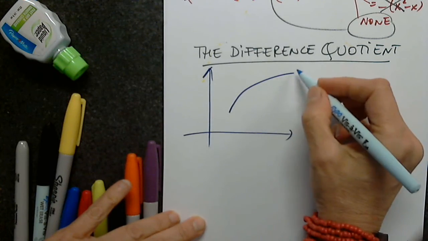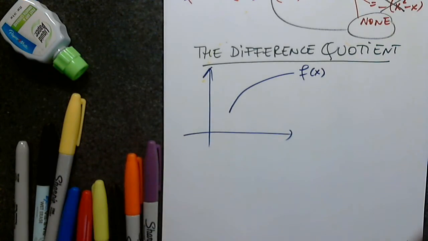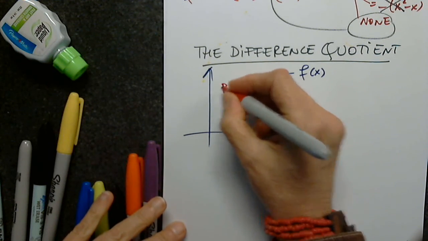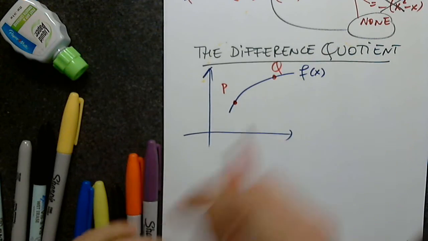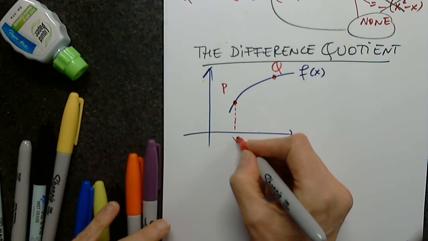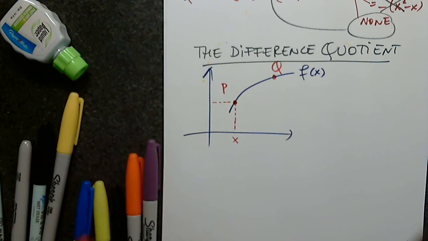So here's a function f of x, and I am going to use two points on this function. Here's point P, and here's point Q. I will give you the x coordinate for P, and you will give me the y coordinate for P.